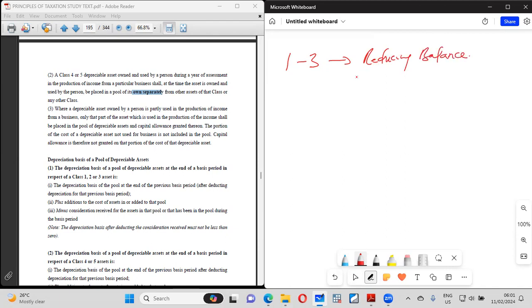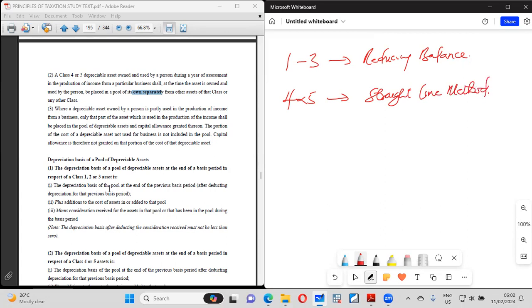All right, reducing balance. Okay, then for class 4 and 5, as you saw, we use the straight line method. Straight line method. All right. So that is that.